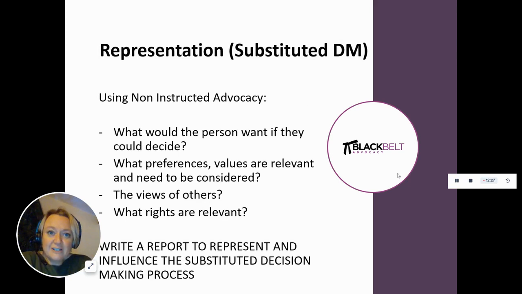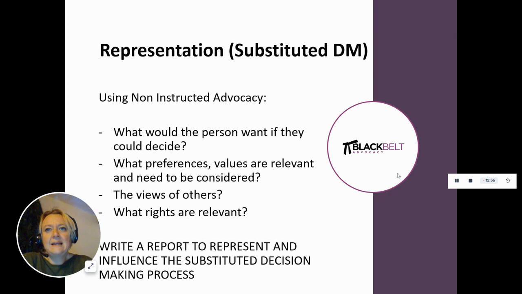And of course, in non-instructed advocacy, you're going to be representing the person. And these are the questions that you really need to be looking out for. So the first one is, what would the person want if they could decide? Would they want this treatment? Would they want to have this surgery? Would they want to have this peg tube fitted? Would they want to have this dentist work? And of course, ideally, you'd be asking the person in order to represent them.